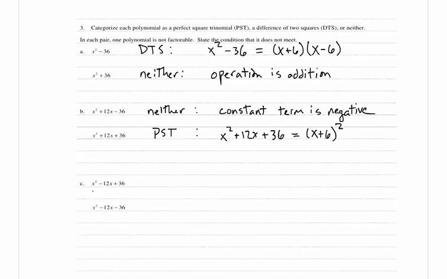In C, we have x squared minus 12x plus 36, and this is a perfect square trinomial. And x squared minus 12x plus 36 could be written as x minus 6 times x minus 6, or x minus 6 squared. And x squared minus 12x minus 36 is neither. And the constant term is negative.